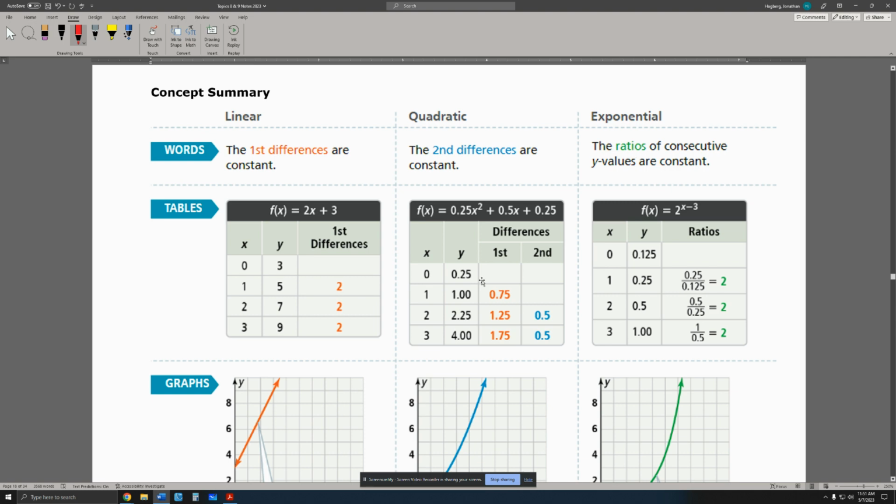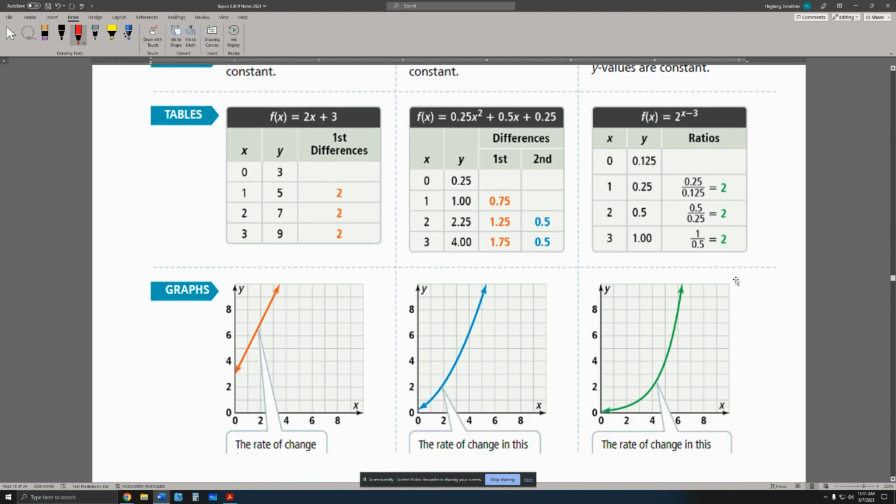For a table of values, we can find the first differences by finding that rate of change between successive y values. If the first differences are the same, then we have a linear function. If the second differences are the same, then we have a quadratic function. And then if the ratios are the same, if we take the ratio between any successive y values, if that's the same, then this is an exponential function.